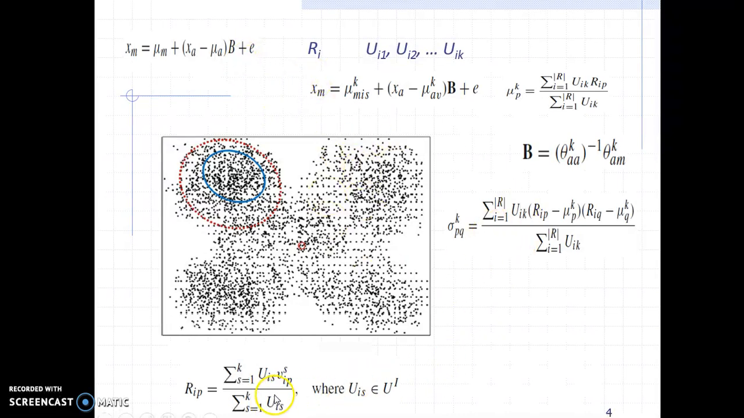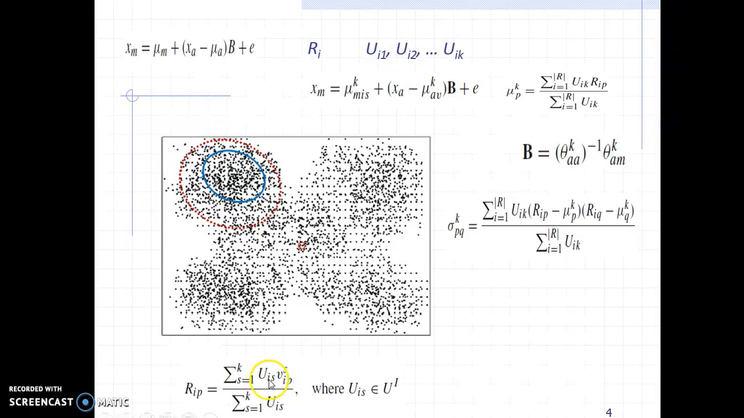Now, at the end, we need to find the ultimate imputation. This is RIP, the ith record's pth value, which was originally missing, and VIP is the imputed value for the pth attribute for the ith record. The imputation of the pth attribute value for the ith record considering the sth cluster, and s can go from 1 to k because there are k clusters.